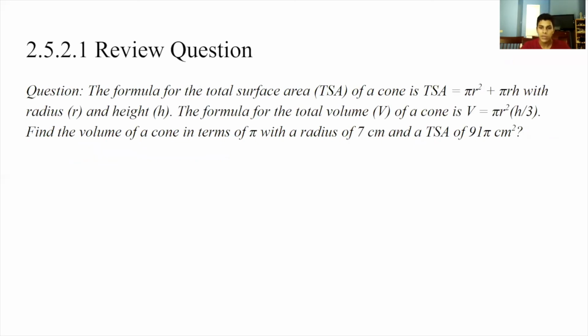And then finally, we did a review question, which was a little bit difficult, where we had to find the volume of a cone when we knew the total surface area and the radius. And we used the total surface area equation to find the height, and then we used that height and radius in our volume formula to figure out that the volume was 98 pi centimeters cubed.